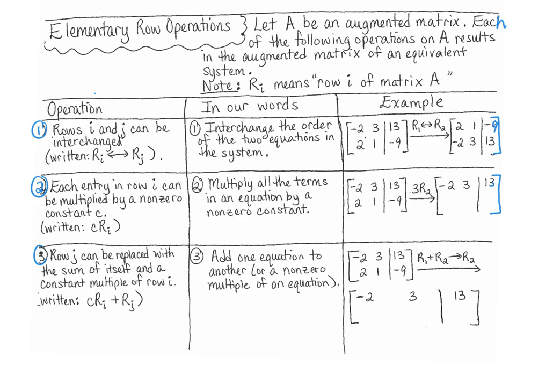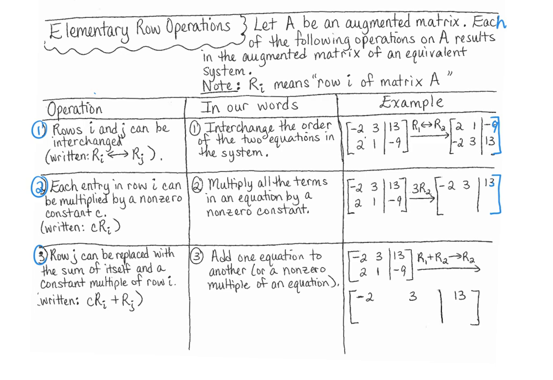Okay, are we all right? Yes or no? Yes. Okay, all right. So R sub I means row I of matrix A. Capital R sub I means row I of matrix A. So, operation. These are the 3 elementary operations that we have. Elementary row operations that we have.